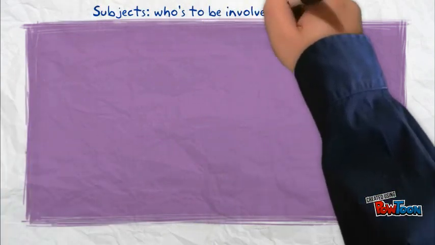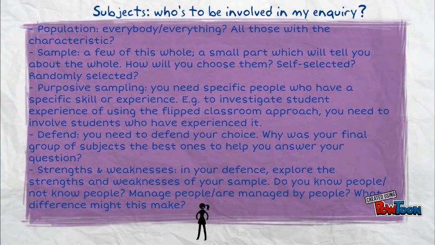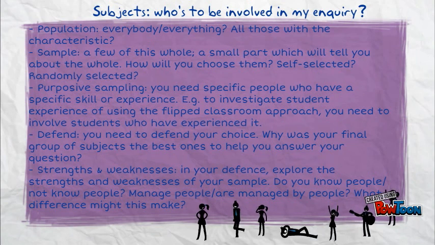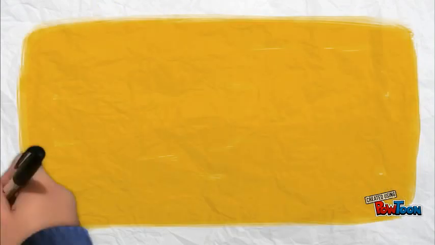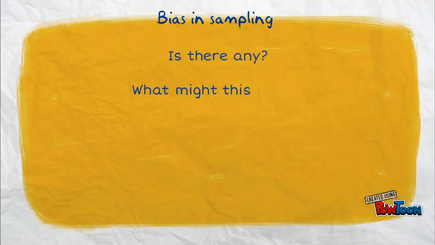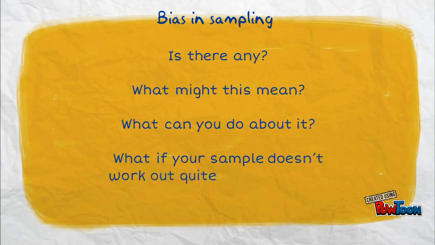Think about who's going to be involved in your inquiry. It will probably be better to go deeper with fewer participants than to try and get lots of participants and skim over the surface. Essentially, you need to defend your choice. Why was your final group of subjects the best ones to help you answer your question? Think about any possible bias in your sampling. If you suspect that it hasn't worked out quite as well as you thought it might, then you can just be reflexive about it and discuss it when you come to think about what could have been done better in your inquiry.